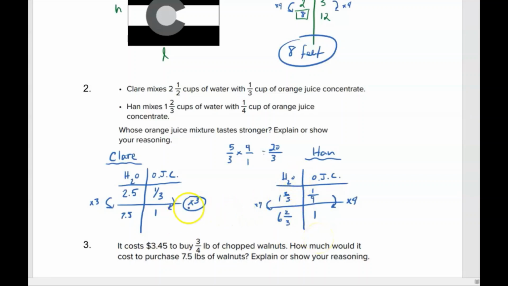Okay, so now I can compare these a lot easier. When I use 1 cup of concentrate, Han uses 6 2/3 cups of water, whereas Claire uses 7.5 cups of water. So in other words, Claire's is going to be a little bit more watered down or taste a little bit more watery, and Han's has less water per 1 cup of orange juice concentrate. So the question says, whose orange juice mixture tastes stronger? Well, definitely Han's. His is less watery. Okay.